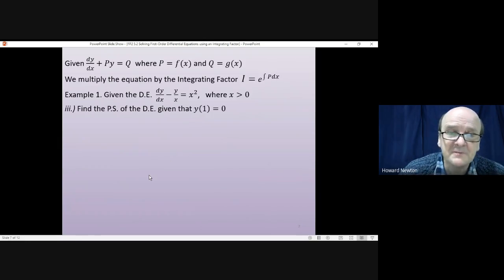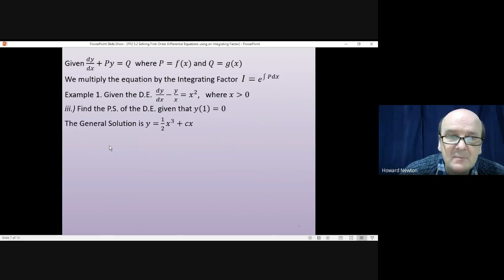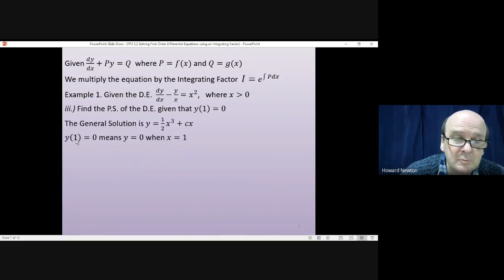Part 3 asks us to find the particular solution of the differential equation, given that y of 1 equals 0. Now, the notation here you may not have seen before. Y of 1 equals 0 means the same thing as y equals 0 when x equals 1. So that would be the x value. Y of 1 means what is y when x equals 1? The answer to that is 0.